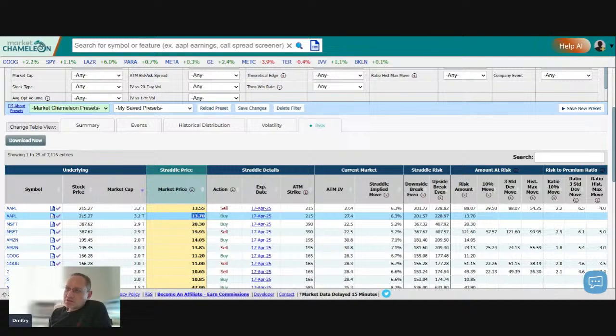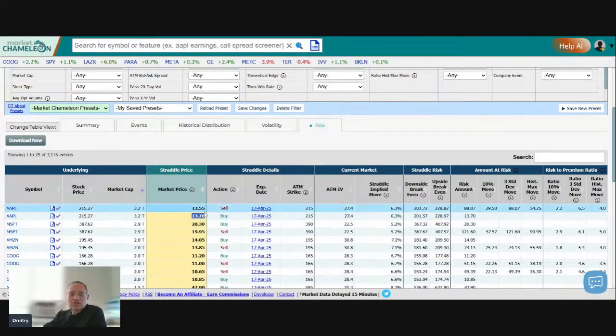When you're selling a straddle, it's not defined what your risk is, because the stock could move to any point, and theoretically you have an unlimited amount that the stock could move up, right? You're selling a call, you're selling a put, but you don't know how far away the stock could move. So, okay, I sold the straddle for $13.55, but what is my risk? I could potentially make $13.55, but what is my risk is the question.